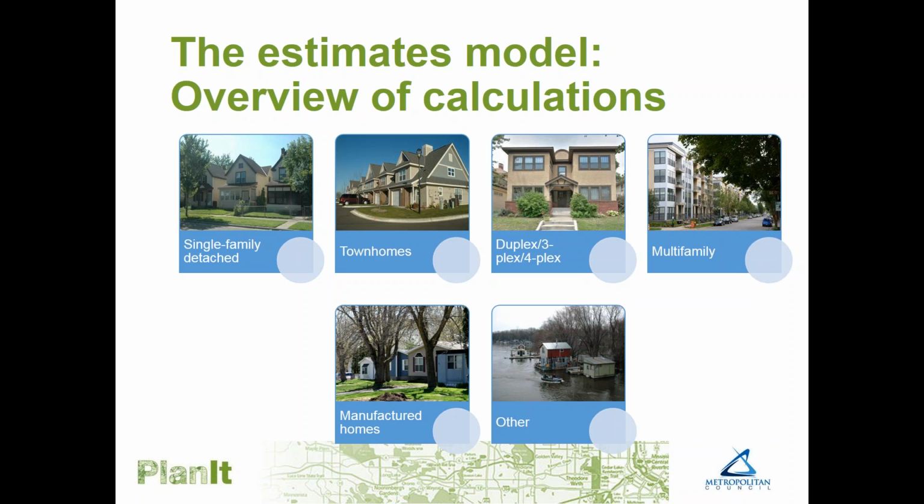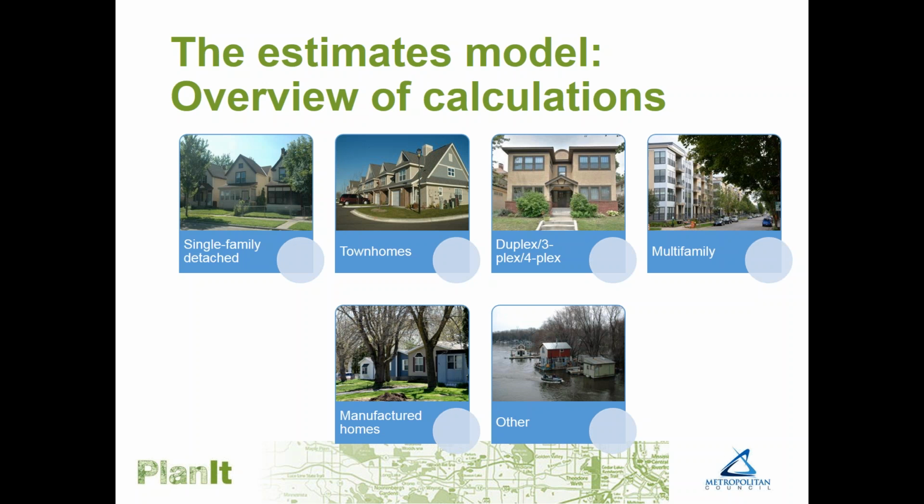We're doing these calculations separately for each of these 6 different types of housing: single-family detached units, townhomes, also known as single-family attached units, duplex, triplex, quadplex units, multifamily units, that is units in buildings with 5 or more units in it, manufactured homes, and then kind of a catch-all other category that's mostly houseboats or vehicles used as shelter.